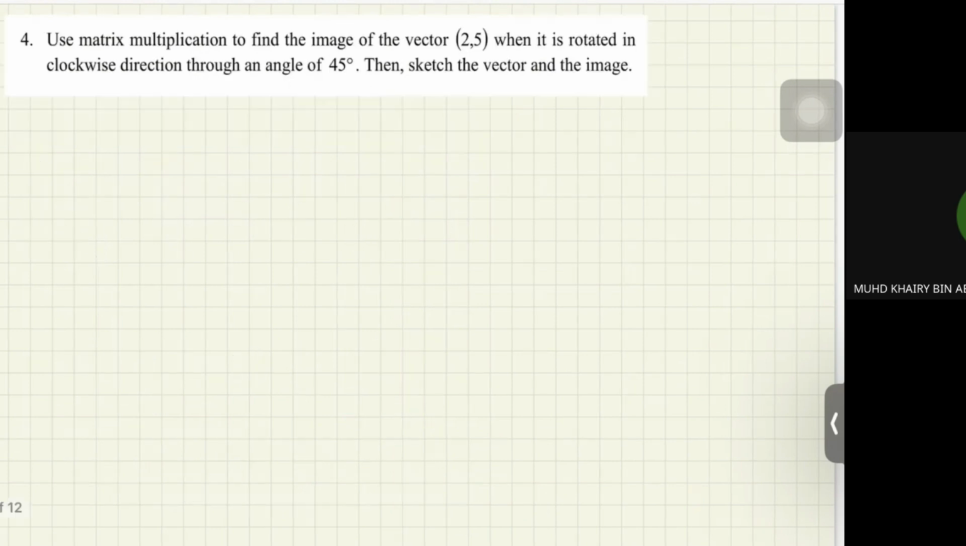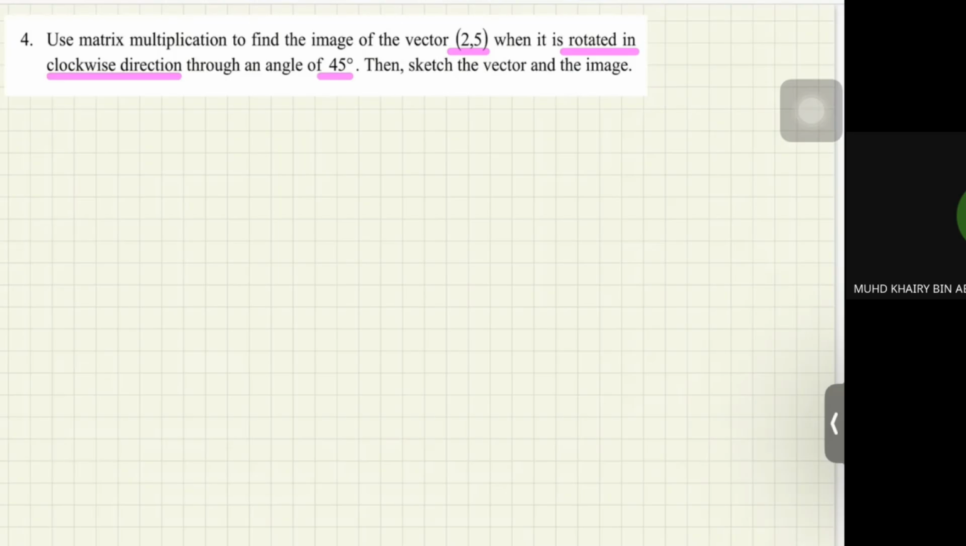Okay. Number 4. Use matrix multiplication to find the image of the vector 2, 5 when it is rotated in clockwise direction through an angle of 45 degrees. So there are several pieces of information here. Given this vector rotated in clockwise direction through the angle 45 degrees, sketch the vector and the image.